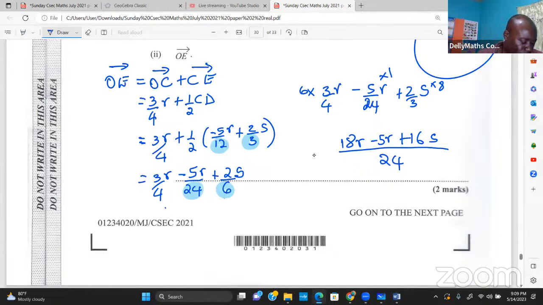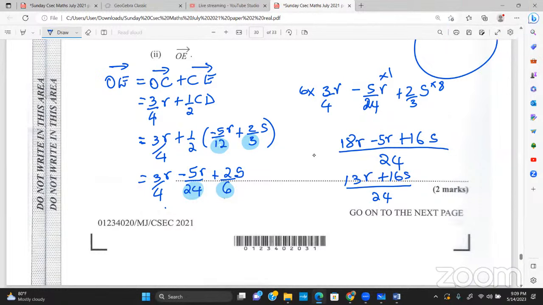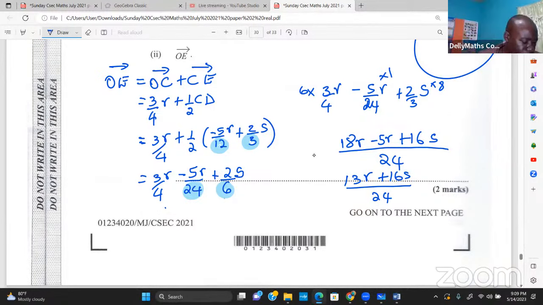All right. So the bottom line is, as long as we're not making any mistake right now. All right. Simplify this, what do we get? 13R plus 16S over 24. All right, check if we're good right there. Yes, sir. Check if we're good. As long as there's no mistake, we're fine.